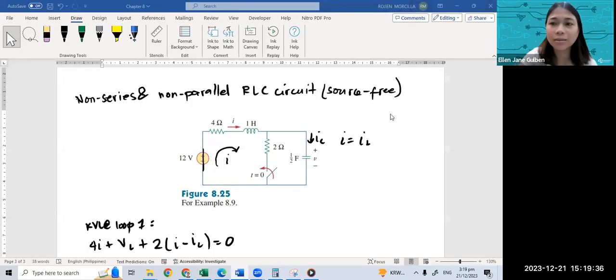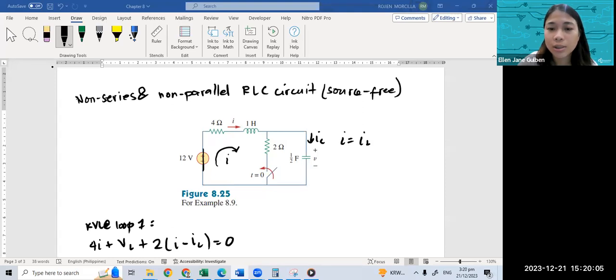Okay, going back to the problem that we had before, no? Which is a non-series, non-parallel RLC circuit. We can see here in the circuit that the inductor, resistor, and the capacitor are not series and also not parallel, based on its configuration.